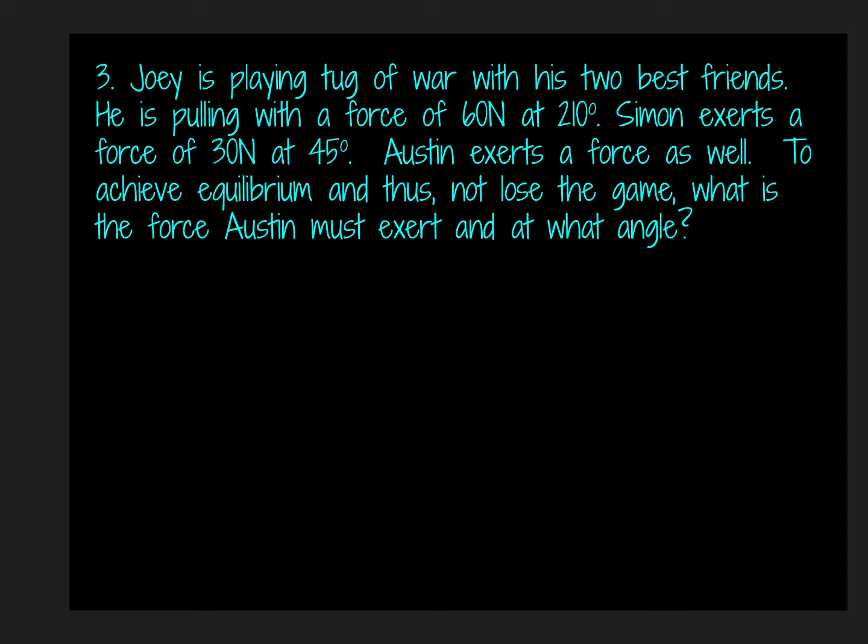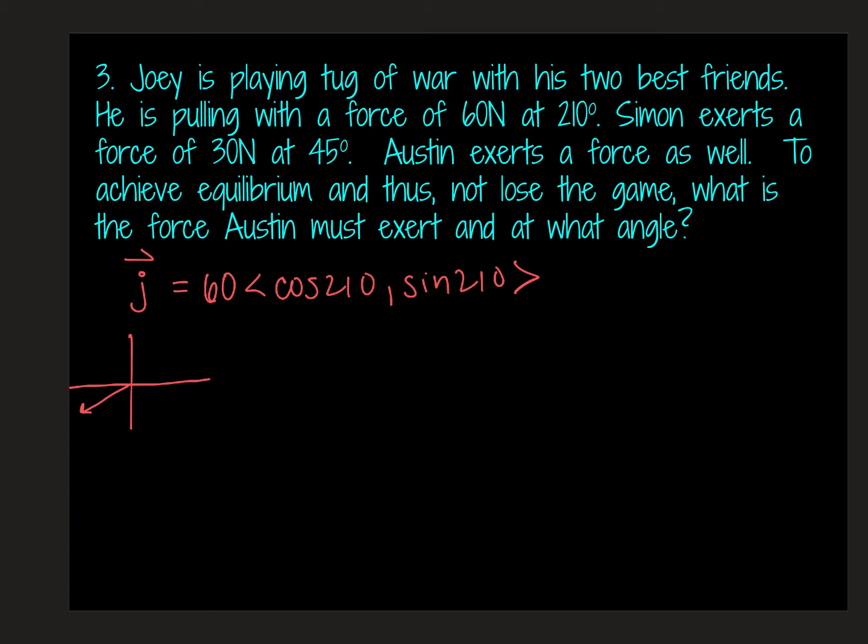The first one is Joey, so let's do his vector. So Joey's vector in component form is, do a quick sketch, 60 newtons at 210 degrees. Okay, so that is 60 times cosine of 210, sine of 210.